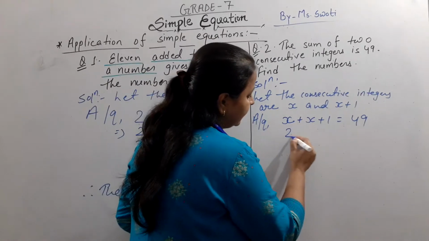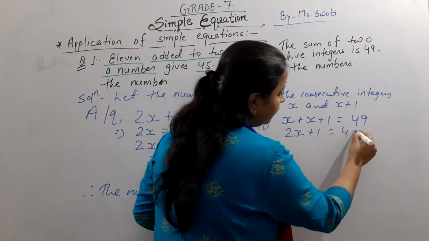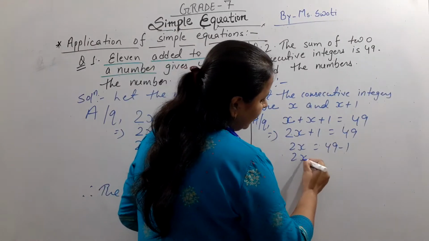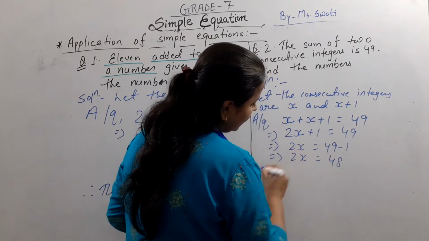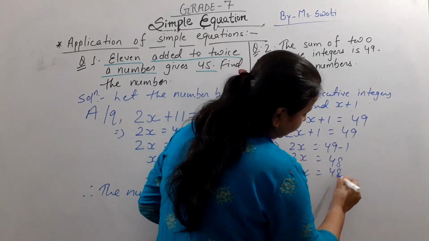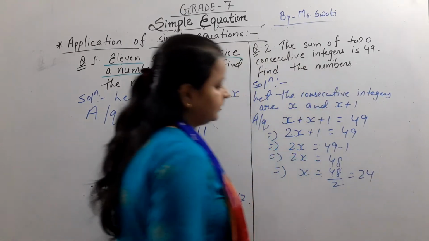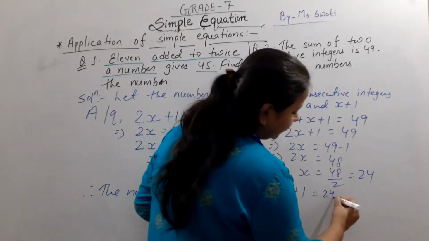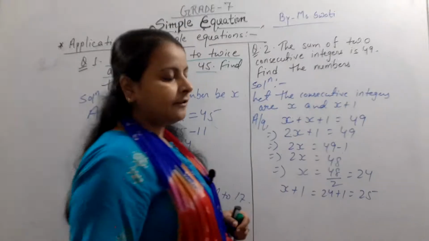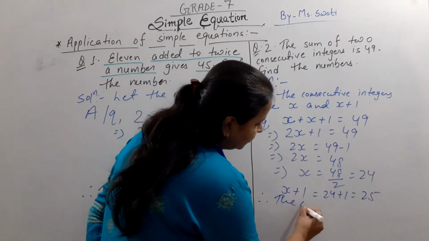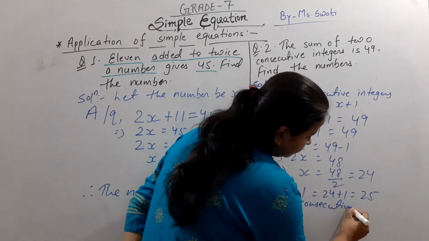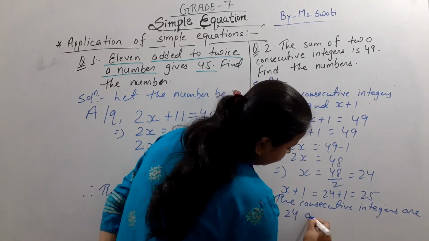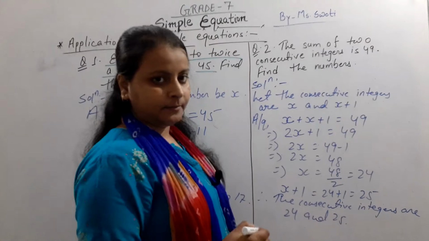So x plus x becomes 2x plus 1 is equal to 49. Now 2x is equal to 49 minus 1. 2x is equal to 48. So we get x is equal to 48 by 2, that is 24. Now we find the value of x plus 1: 24 plus 1, that is 25. Therefore, the consecutive integers are 24 and 25.